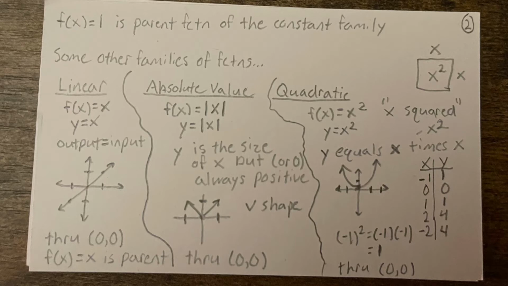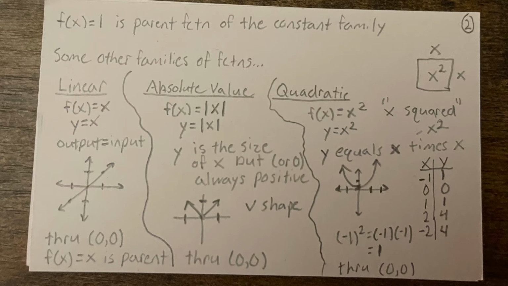The quadratic family has a parent function, or most basic function, f of x equals x squared. Y equals the square of x. The square of x is x times x, the area of a square with side equal to x. The graph of y equals x squared is a parabola that opens up and has a vertex at the origin, 0, 0. The square of a negative number is positive because negative times negative equals positive.